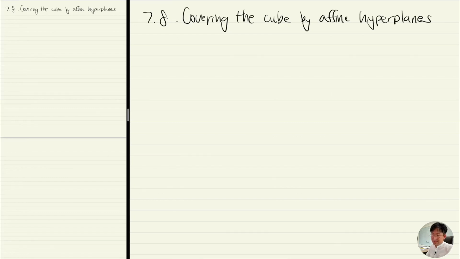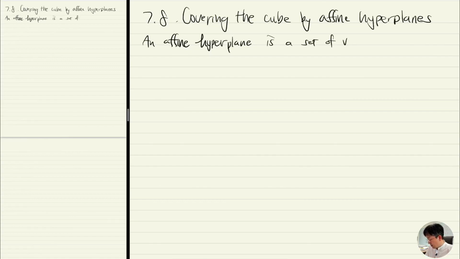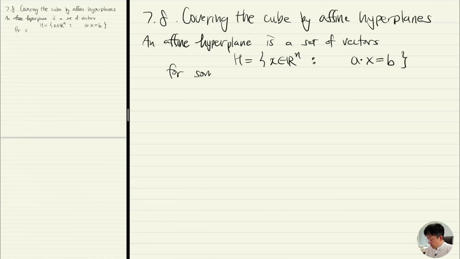Our next application of the polynomial method is about affine hyperplanes in R^n. So what is a hyperplane? An affine hyperplane is a set of vectors, let's say H, which is equal to the set of points where a dot x is equal to b for some a in R^n and b.